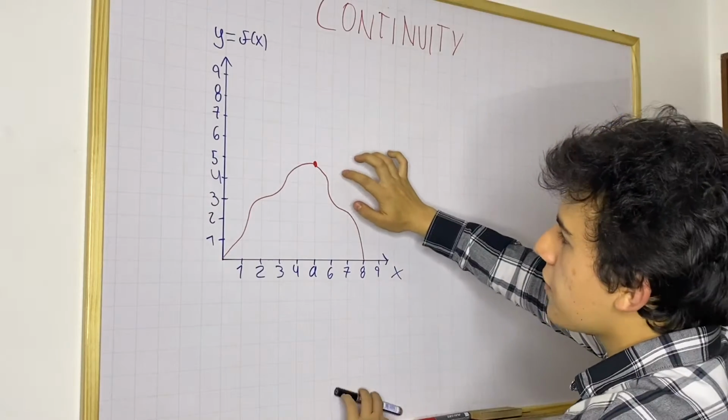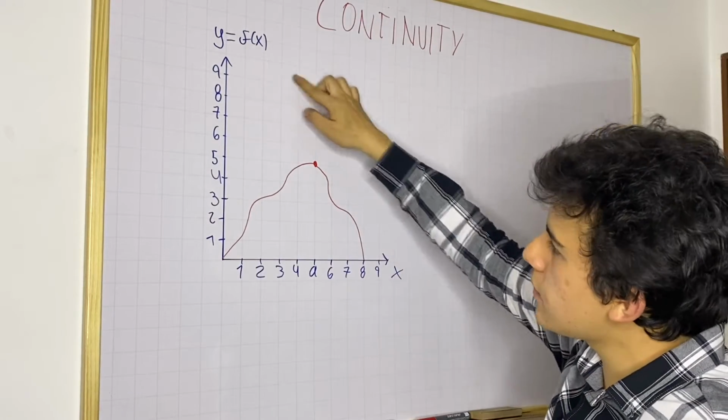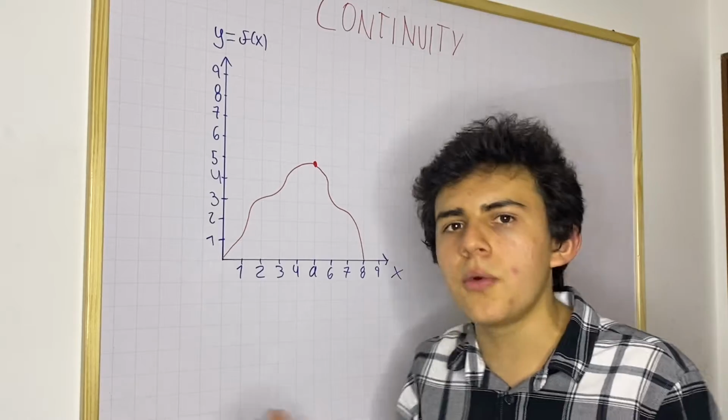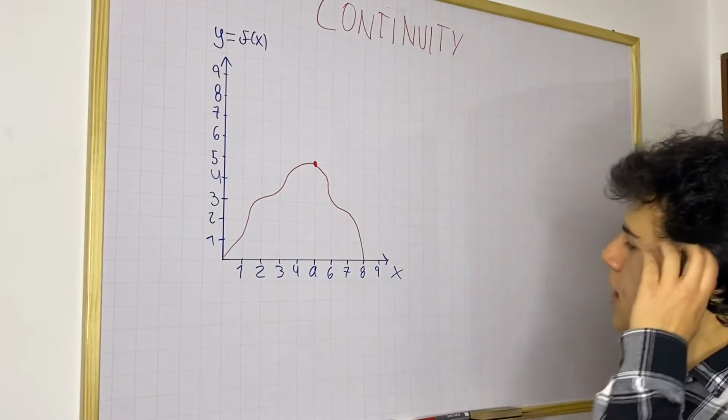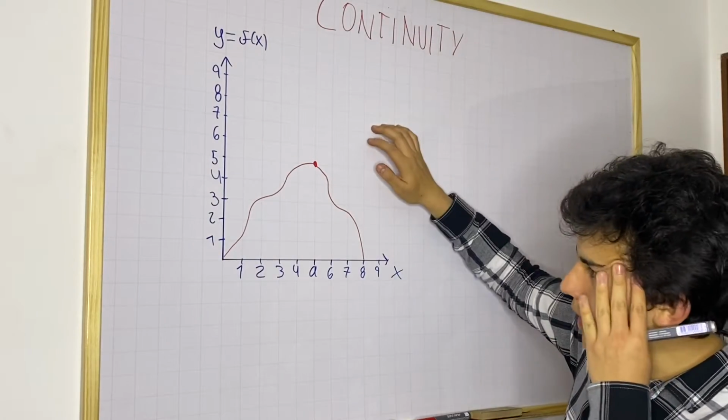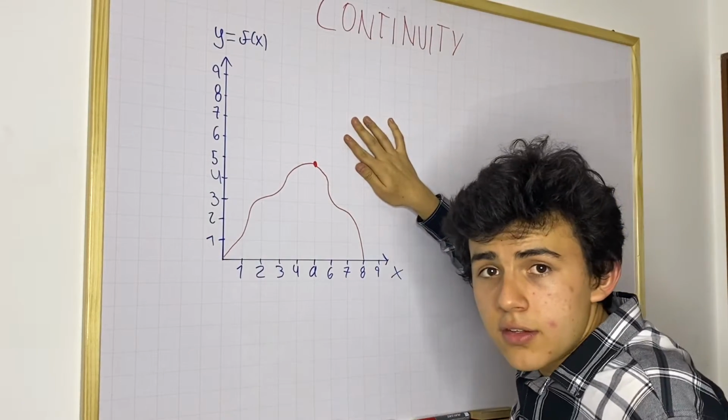So let's suppose we have a graph, okay? We have f of x and this is its graph. We don't care how we define it. Let's just say this is simply the curve it will follow. So now I want you to think, what does it mean that something is continuous?